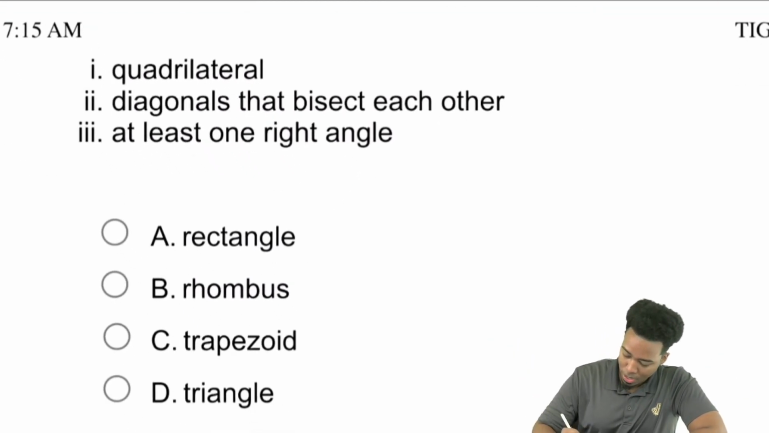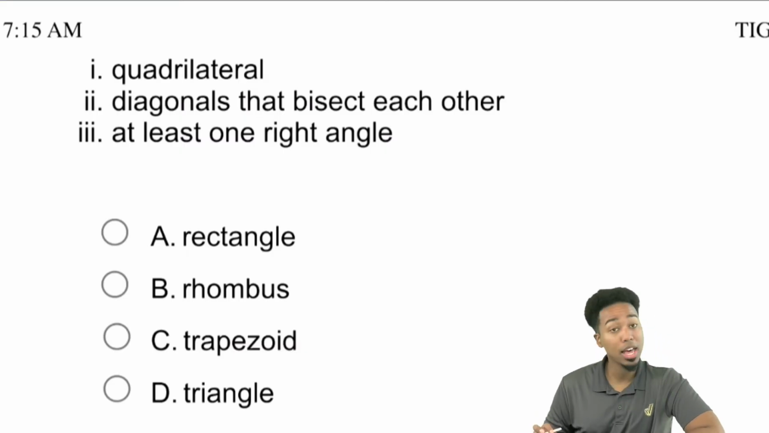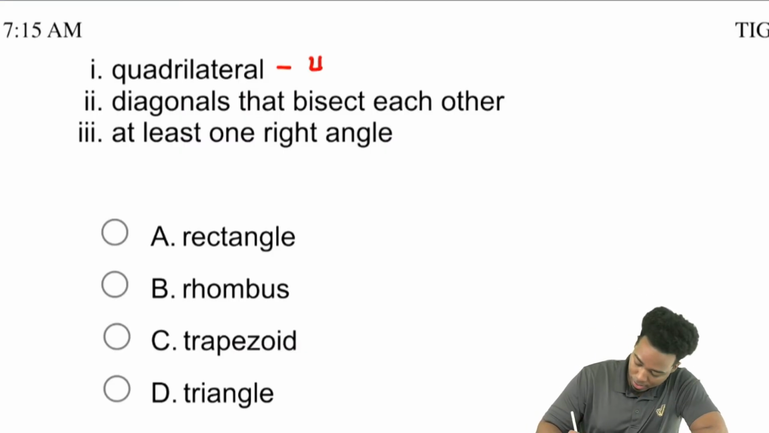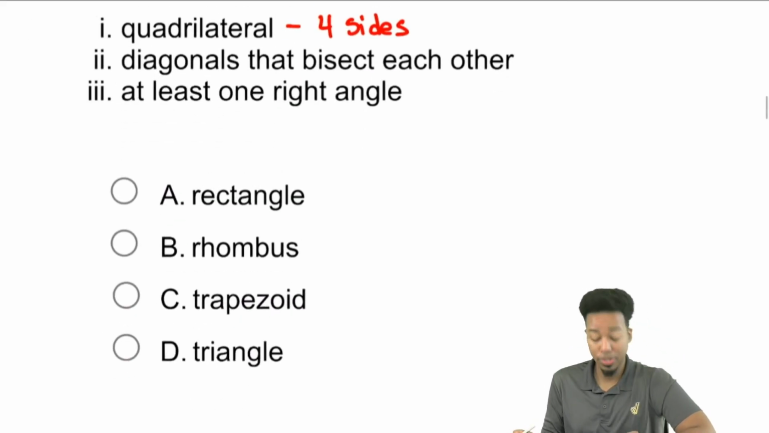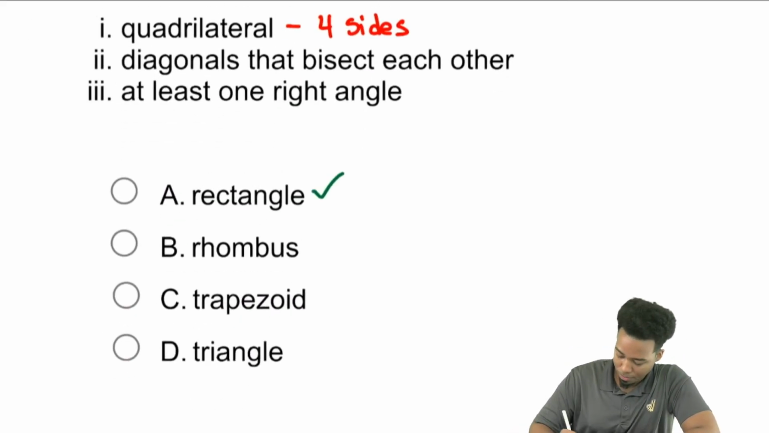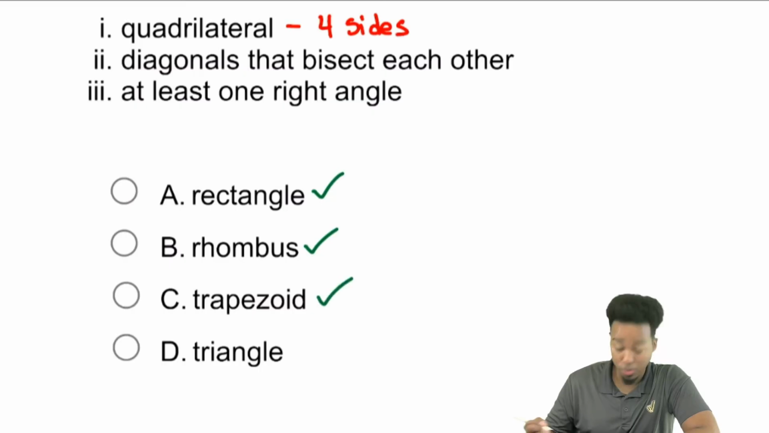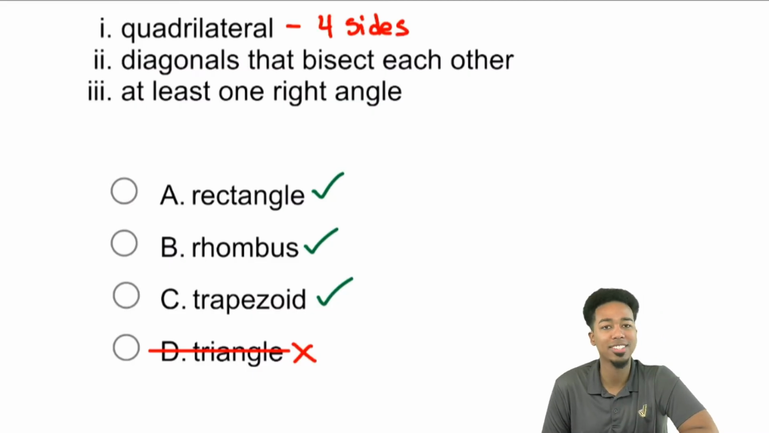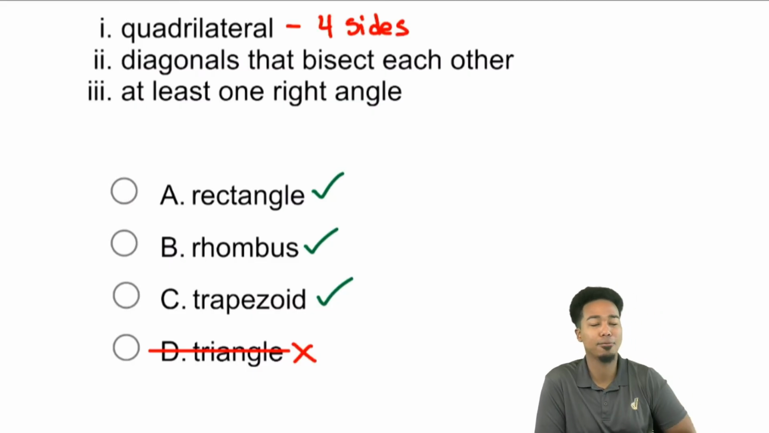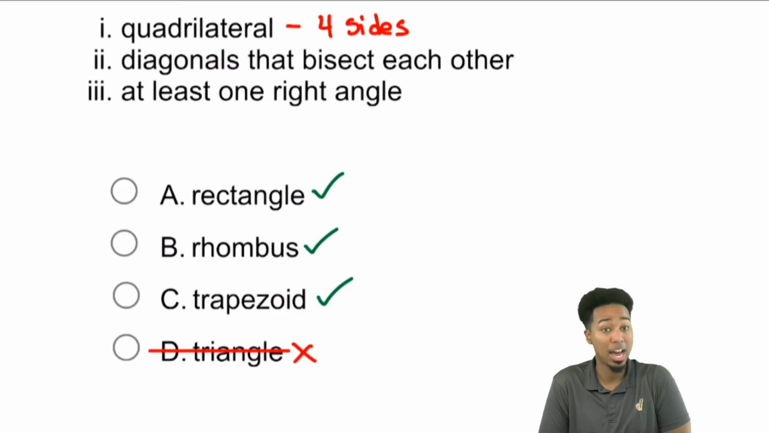And it says, quadrilateral. Quadrilateral means four sides. So which one of these has four sides? Rectangle, yep, four sides. Rhombus, four sides. Trapezoid, four sides. Triangle, no. A triangle does not have four sides. It's a triangle, three sides, not four. So automatically D is out.